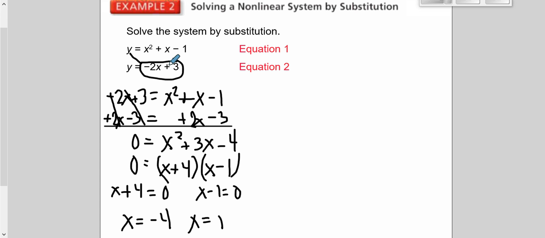That means that these 2 equations intersect in 2 places. If we were to graph them, there's 2 points of intersection. So we need to find the y's. When x equals negative 4, what does y equal? I'm going to use this second equation.